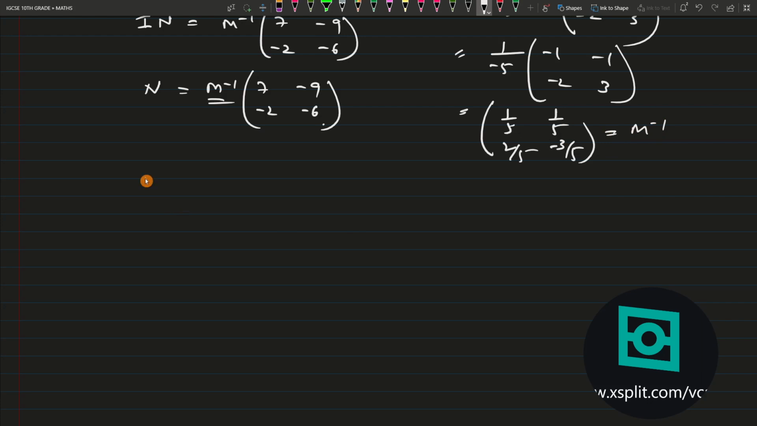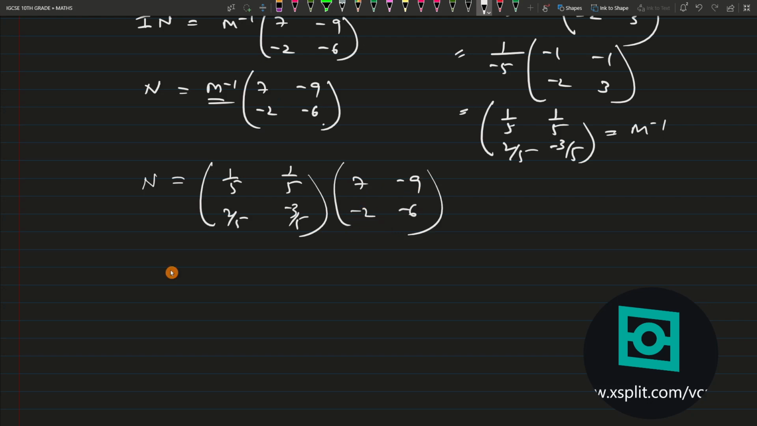So my N will be M inverse times this. M inverse I'll take now as 1 by 5, 1 by 5, 2 by 5, and minus 3 by 5. And times this 7, minus 9, minus 2, minus 6. Okay, let us work out this. First row, first column: 7 upon 5 plus minus 2 upon 5. So that will be minus 2 upon 5.